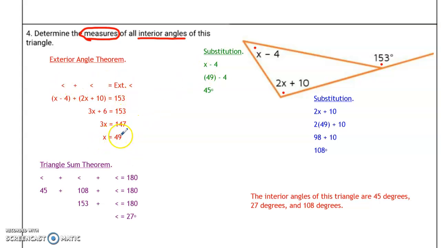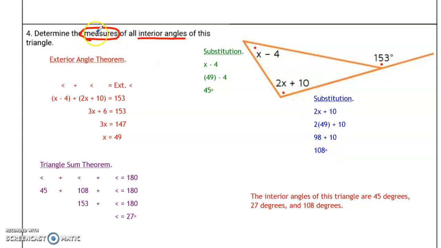Then we're substituting that 49 into both of these different algebraic expressions for the angles here. x minus 4 becomes 49 minus 4, and 2x plus 10 becomes 2 times 49 plus 10, and so forth. So this is 45 degrees, this angle here. This is 108, this angle here.